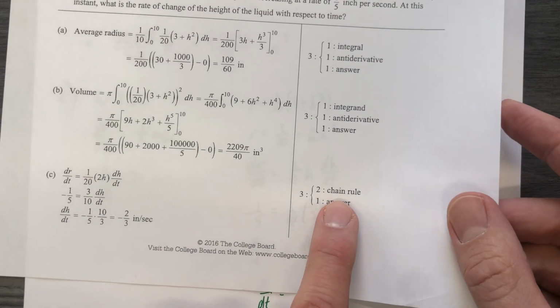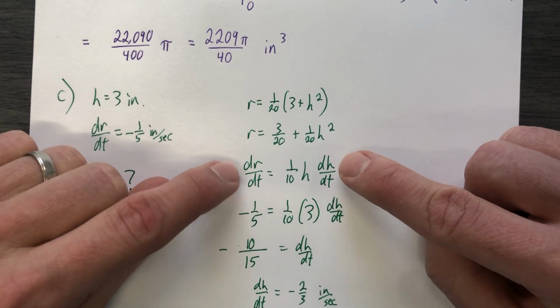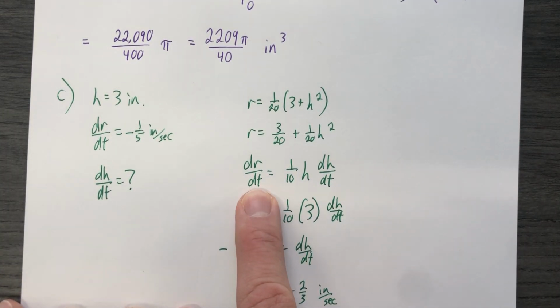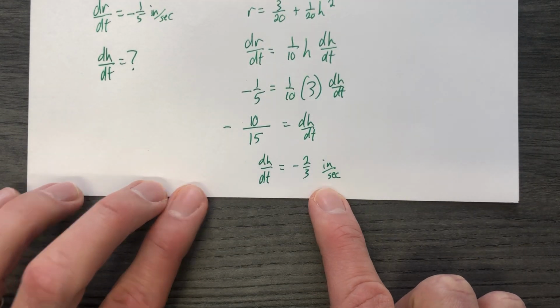And part C, you got 2 points for this. The chain rule. Chain rule? What do you mean chain rule? When you took the derivative from here to here with respect to time, technically, the reason that this popped up and this popped up was because of the chain rule. So 2 points earned here, and then the final answer, negative 2/3 inches per second, is your other point.